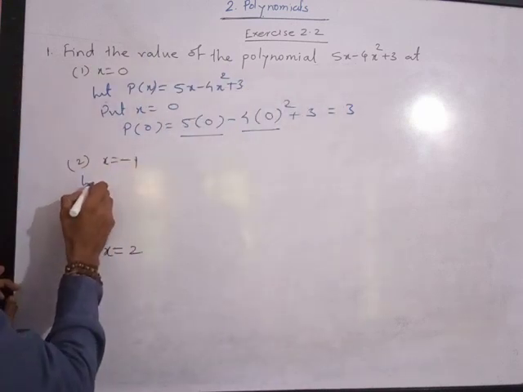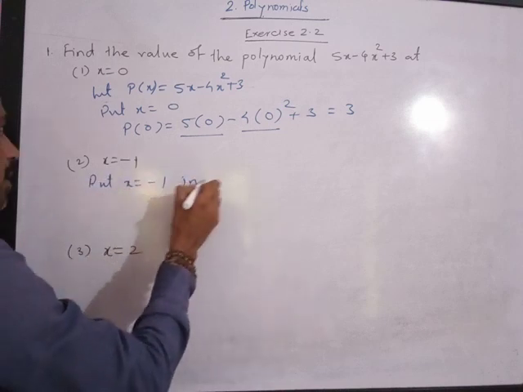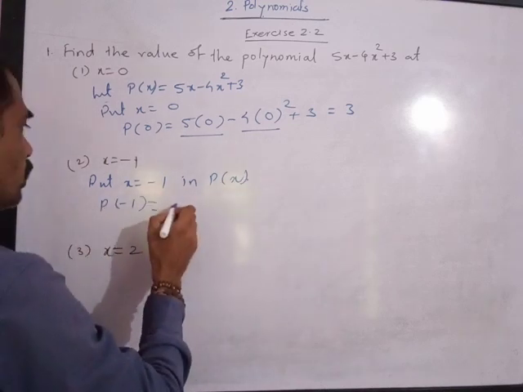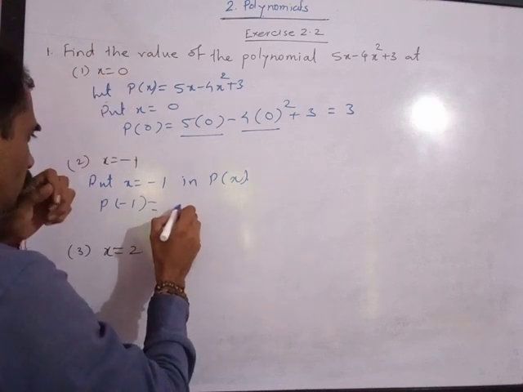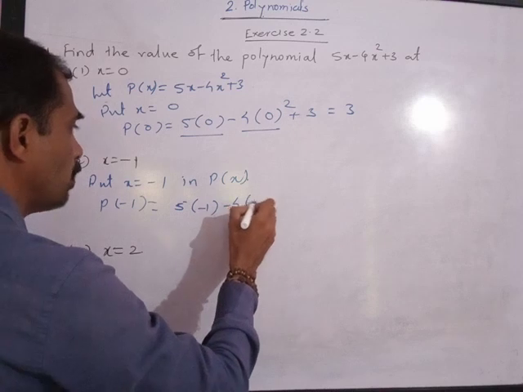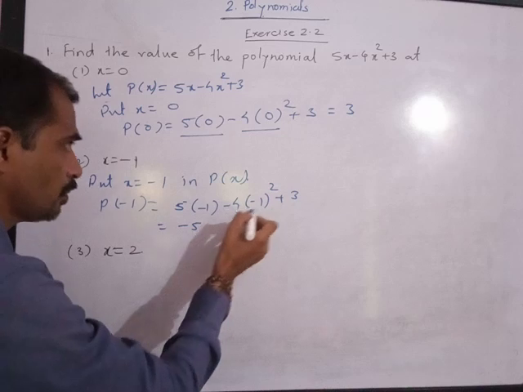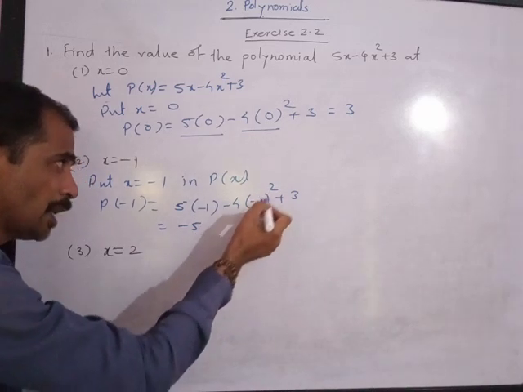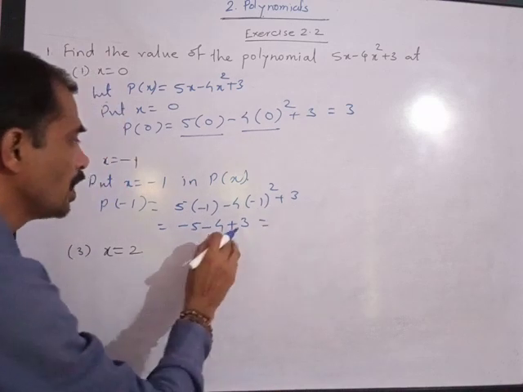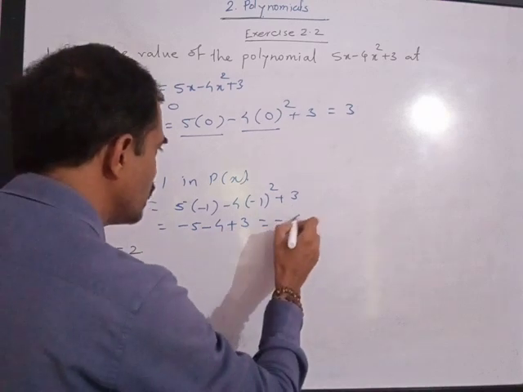Next is in the same polynomial, find the value at x equal to minus 1. So put x equal to minus 1 in p of x. So we'll get p of minus 1 is equal to 5 multiplied by minus 1 minus 4 multiplied by minus 1 square plus 3. So this is equal to minus 5. Please note, minus 1 square is plus 1 into minus 4 is minus 4 plus 3. This is equal to minus 9 plus 3. Minus 9 plus 3 is minus 6.